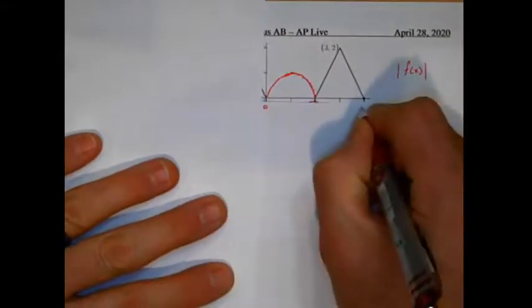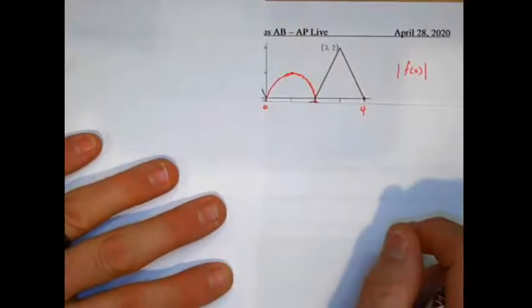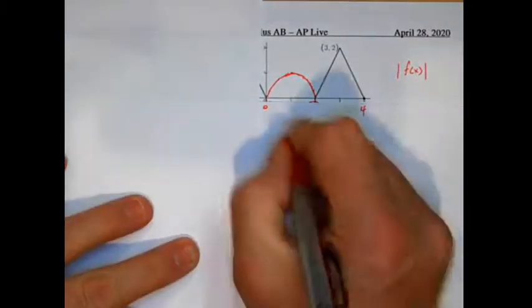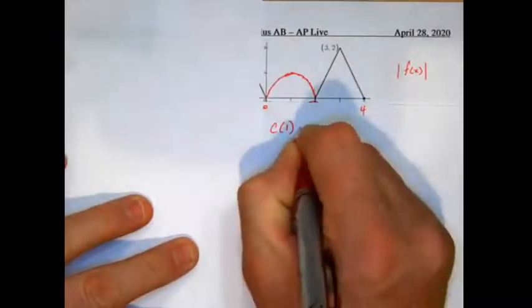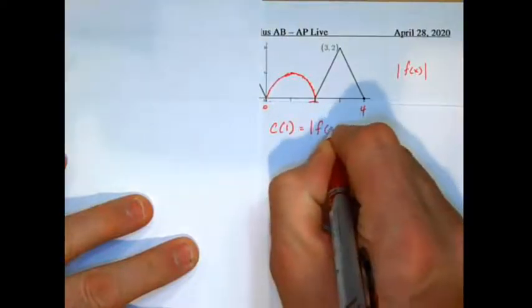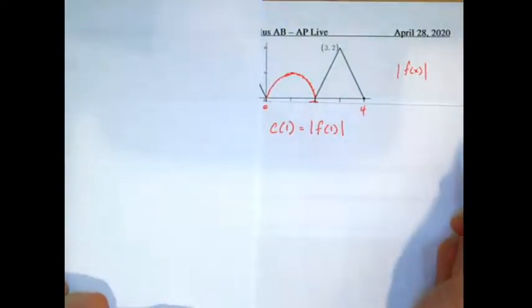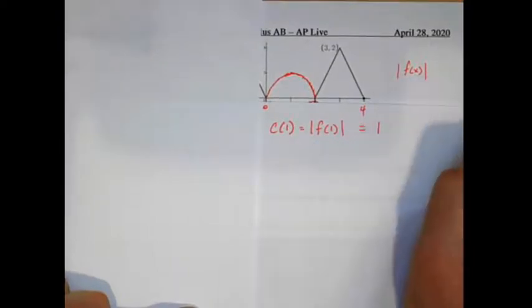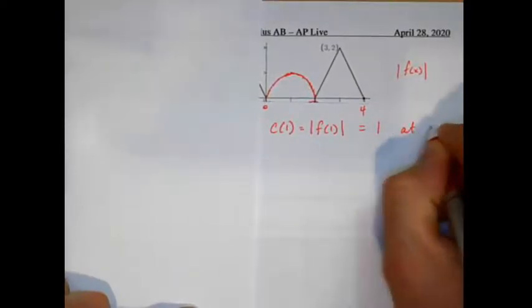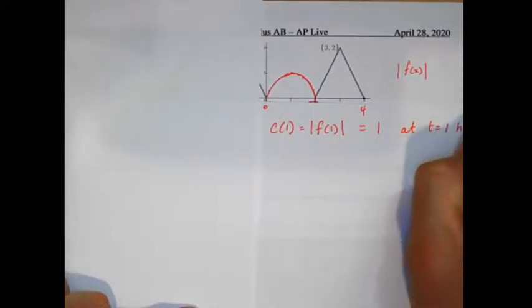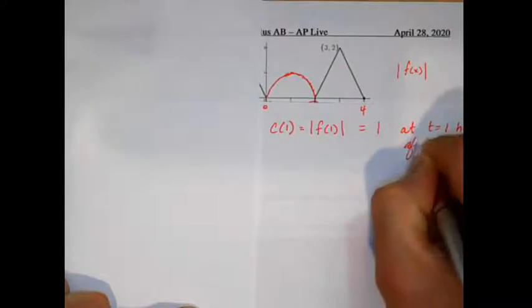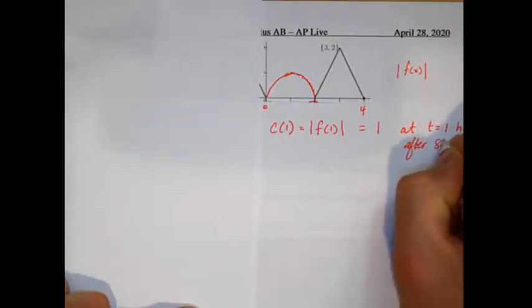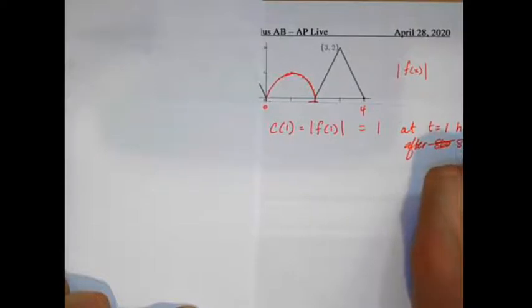0 to 4 hours. Here's my 0 hours. Here's my 4 hours. They want to know, in the first case, c of 1, which is going to be the absolute value of f of 1. So in this case, c of 1 is going to be 1. So at t equals 1 hour after 8 a.m. Oops, 8 a.m.